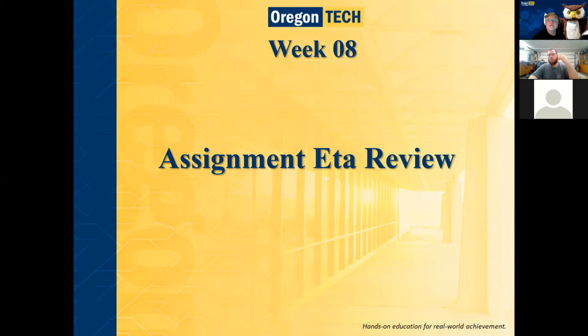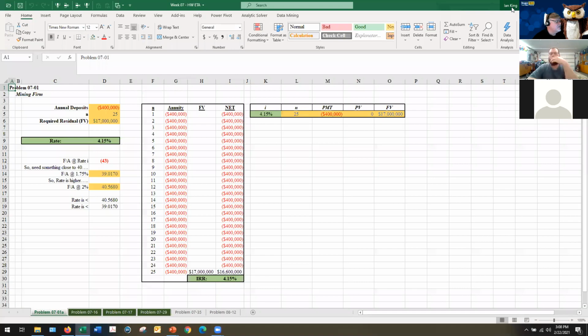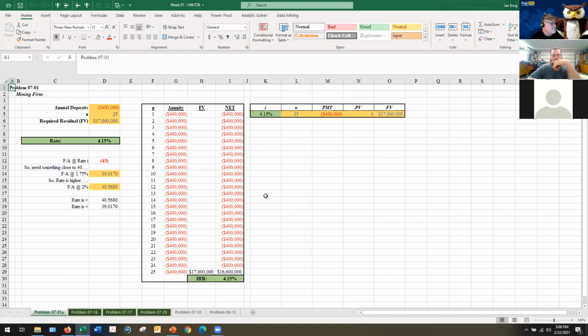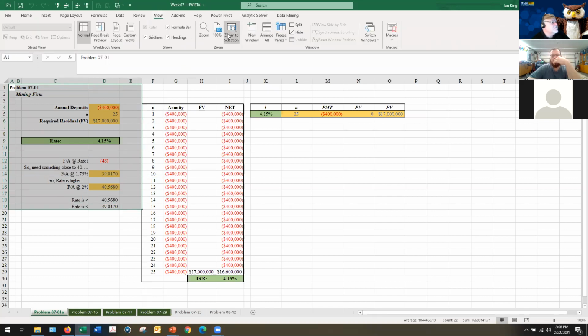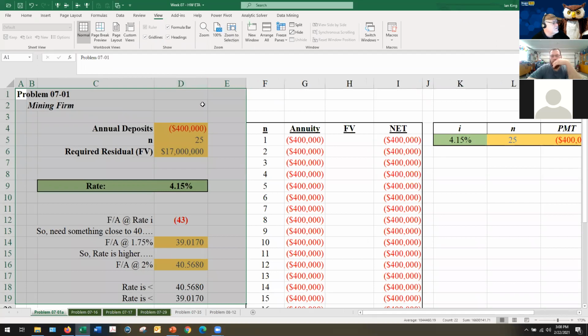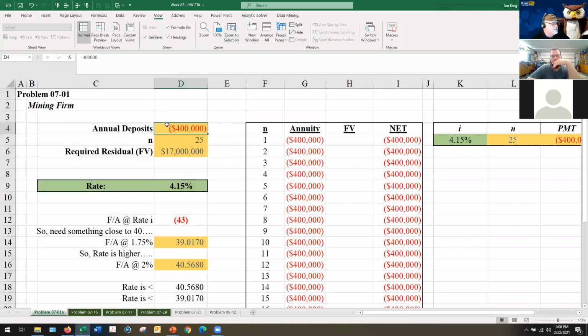So I'll pull up my Excel file. Oops, that's the wrong file. Now then, I'll put this up here. So I did it basically 3 ways, because there's multiple ways you can do it. Here's the annual deposits, negative 400,000. I'll zoom in on this section for now. So out the door every year for 25 years is $400,000. Then you want to have 17 million in the bank at the end of that 25 years.